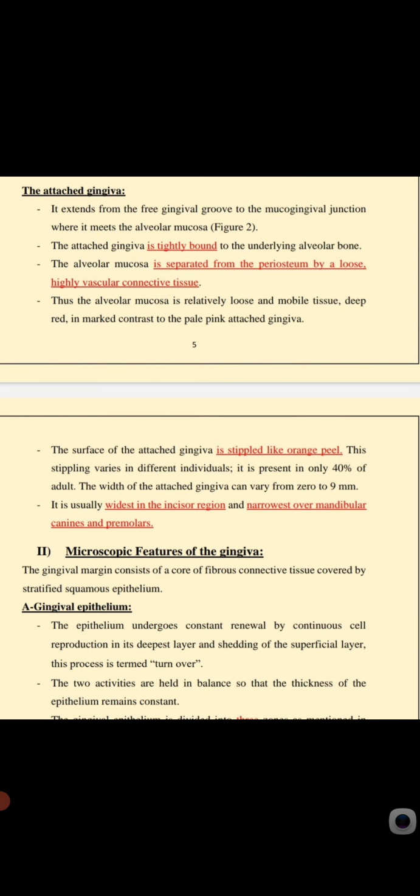It is usually widest in the incisor region. Mean attached gingiva is widest in the incisor region and narrowest over the mandibular canine and premolar. This is also an MCQ point.